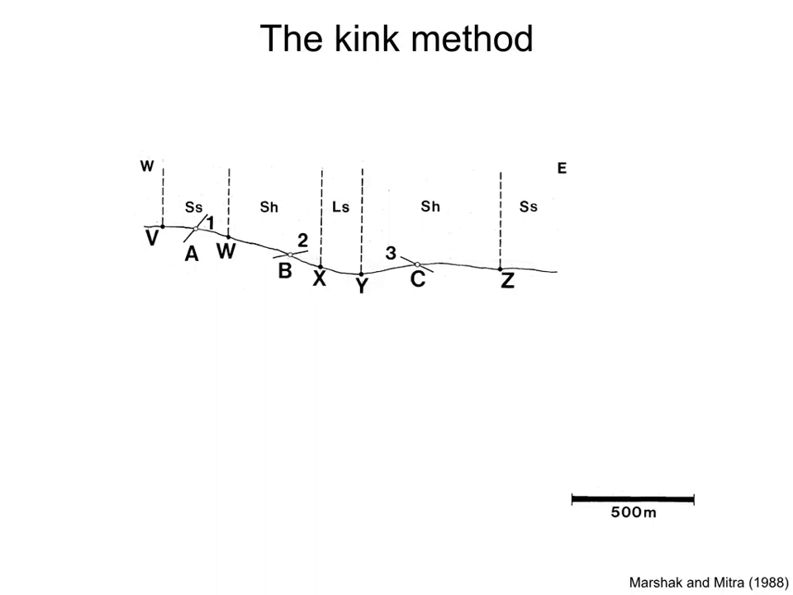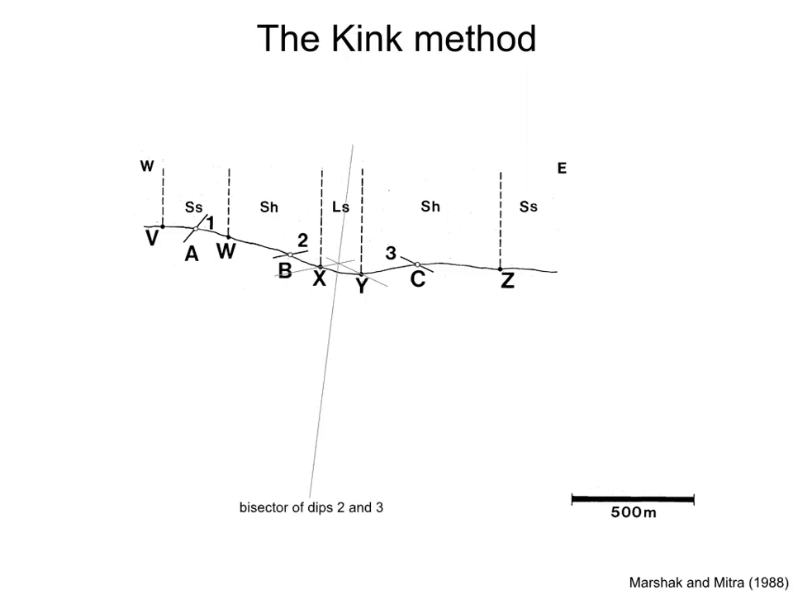Here is one example. The dashed lines are geologic contacts, and the ticks 1 to 3 are dips. In this case, we trace parallels to the dips. We start at contacts X and Y. X dips as dip 2, and Y dips as dip 3. We then trace the bisector of dips 2 and 3. This bisector is the limit of these two dip domains.